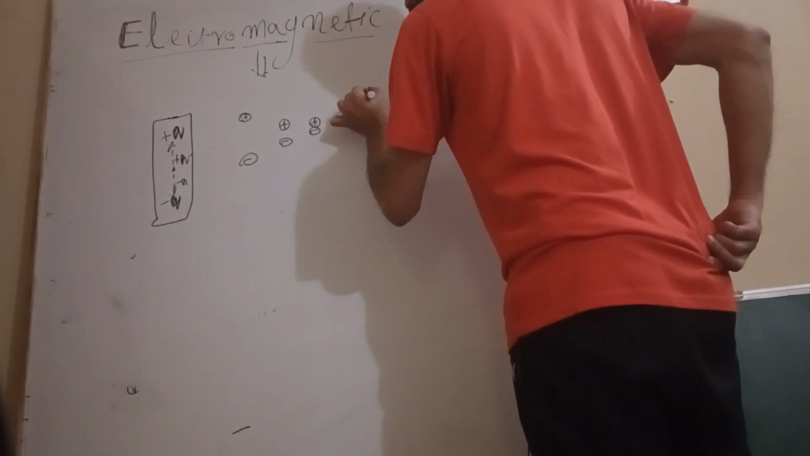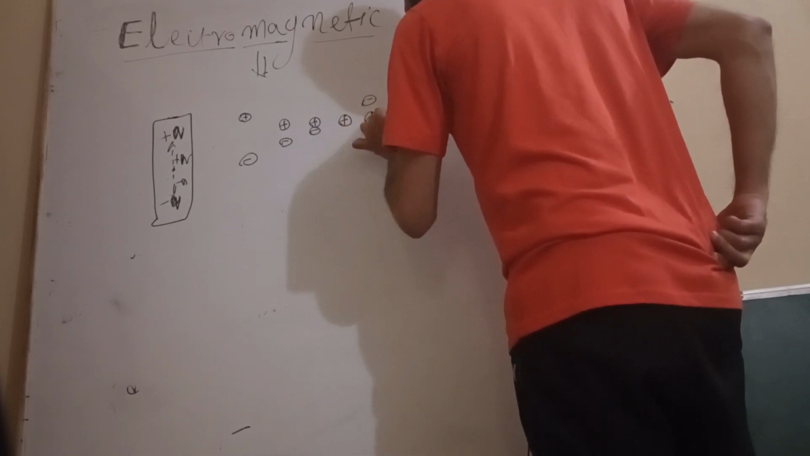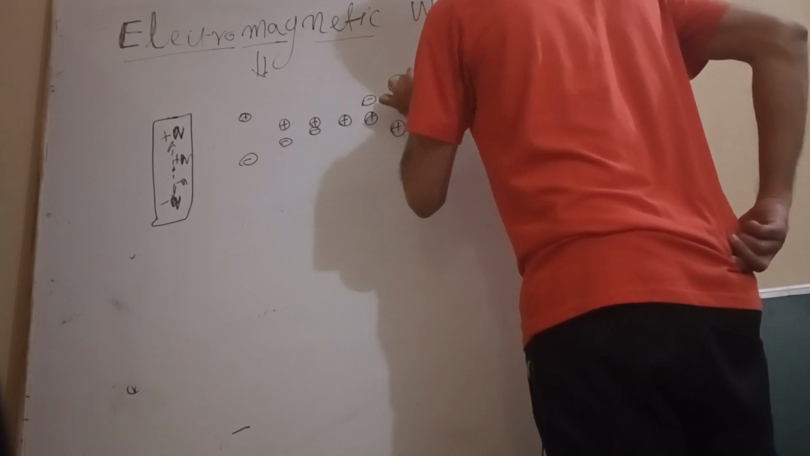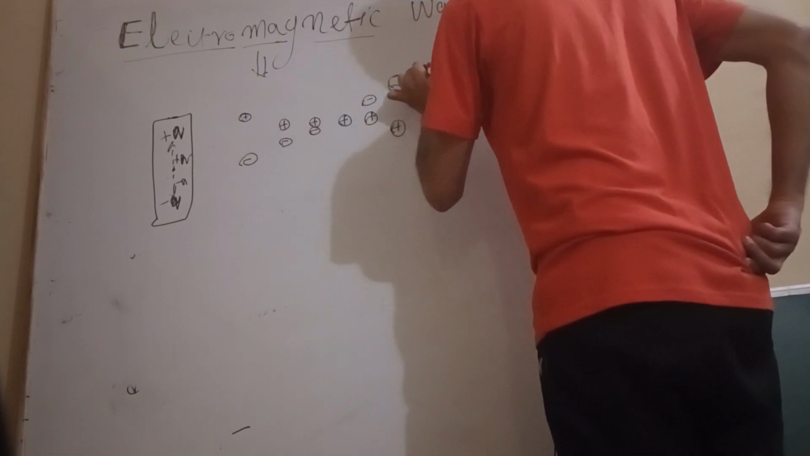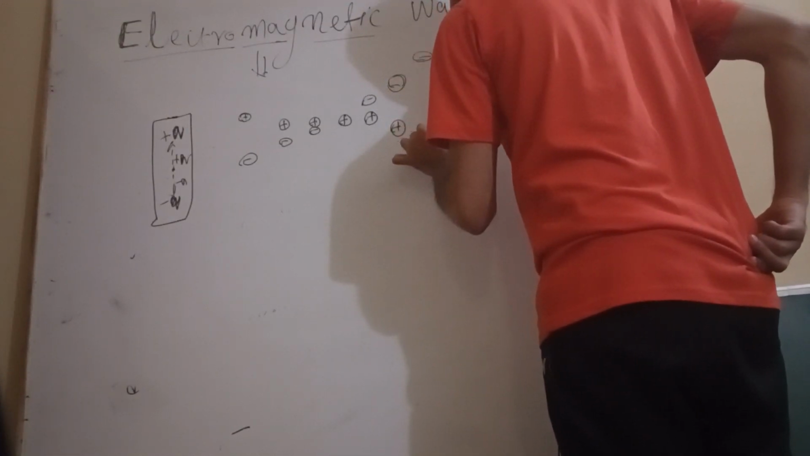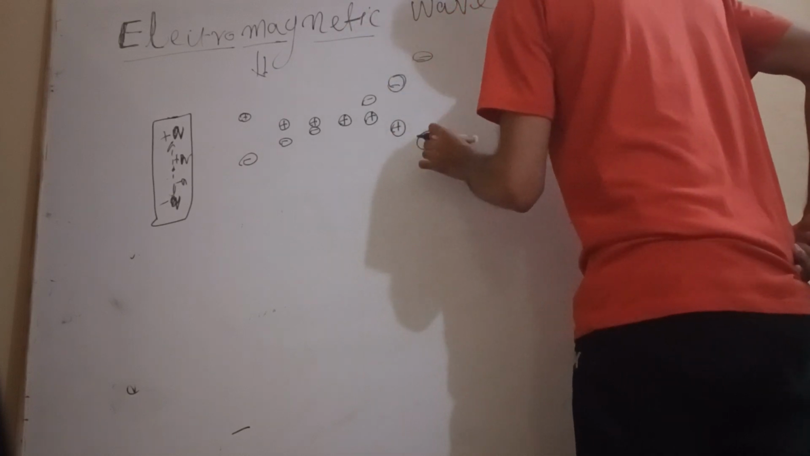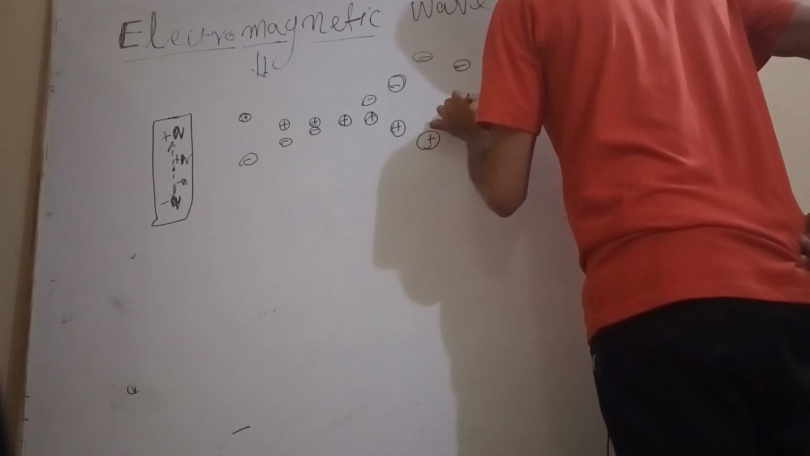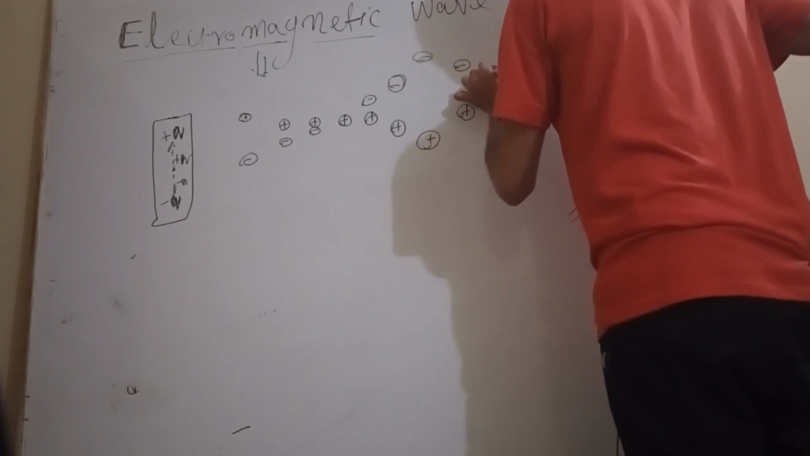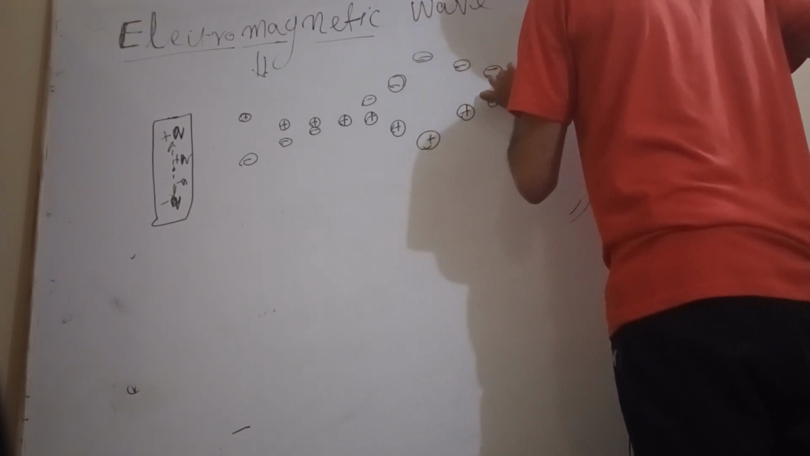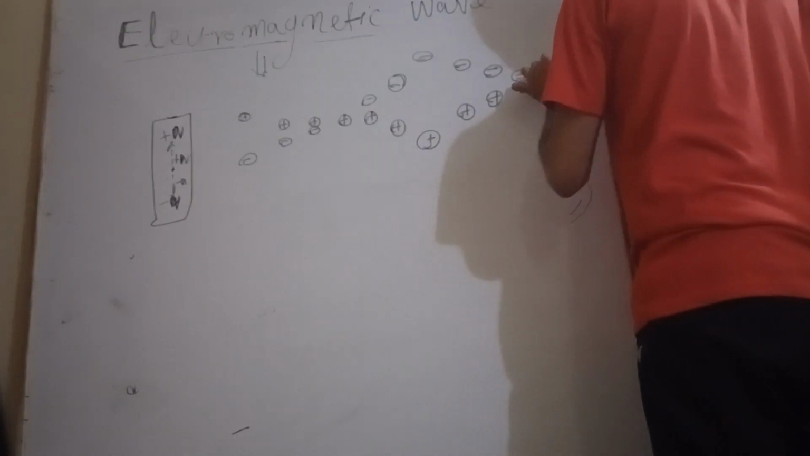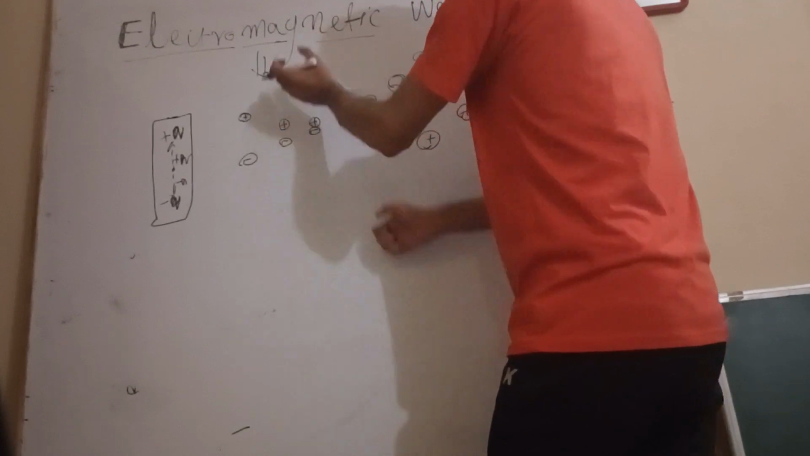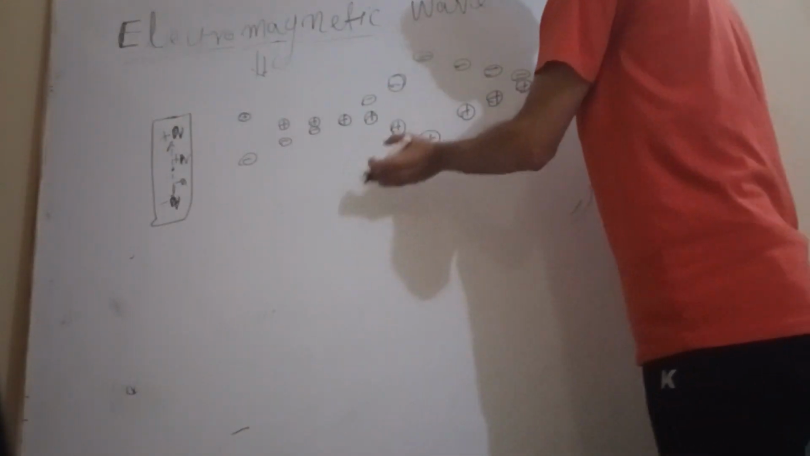Now this negative will go up, positive will come down. Now this positive will go further down, and this will come up. This negative charge again will go further up, and this positive charge will come down. Now again they will come very close to each other, like this. So this charge is oscillating, back and forth.